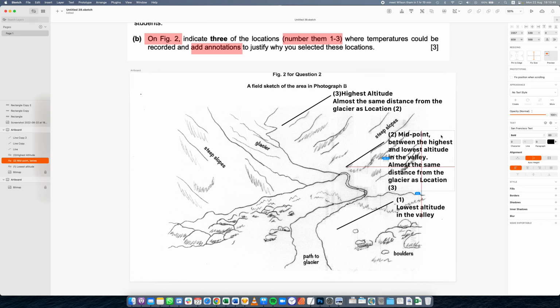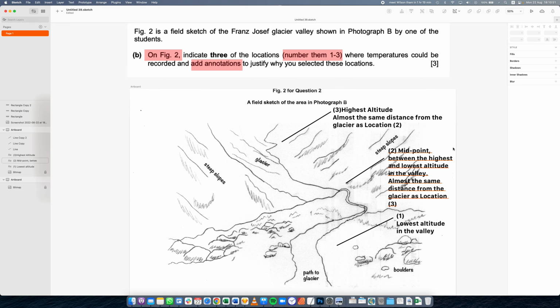1 mark for being able to choose all 3 locations correctly and 2 marks for being able to justify it properly.